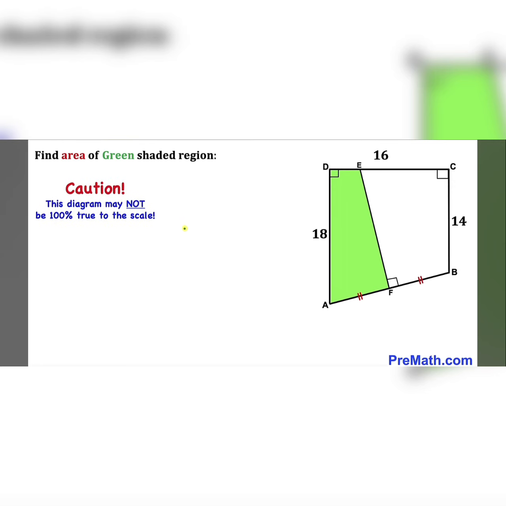Please keep in mind that this figure may not be 100% true to scale. Let's go ahead and get started. And here's our very first step. I am going to draw some auxiliary lines. So I have connected this point E with these vertices A and B.